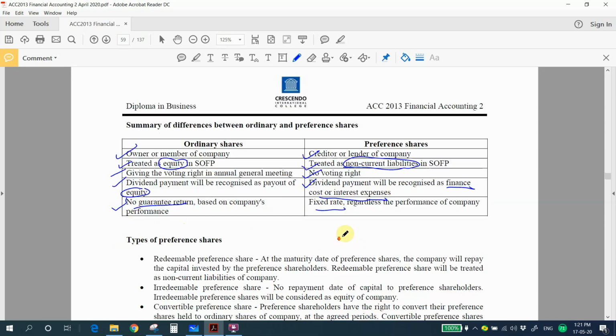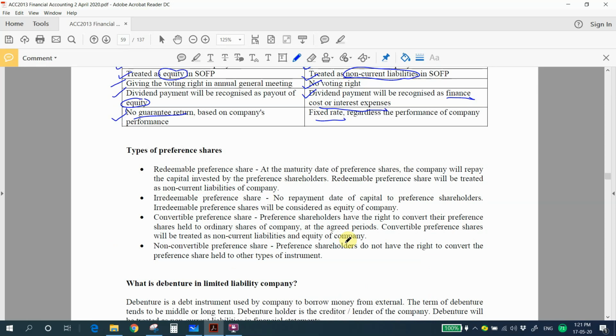And for preference share, we have four types. First one, redeemable preference share. What is redeemable preference share? It means that you can get back the amount you invest. For irredeemable preference share, you cannot get back the amount you invest. It means that this is not a long-term investment. You will not collect back your amount.